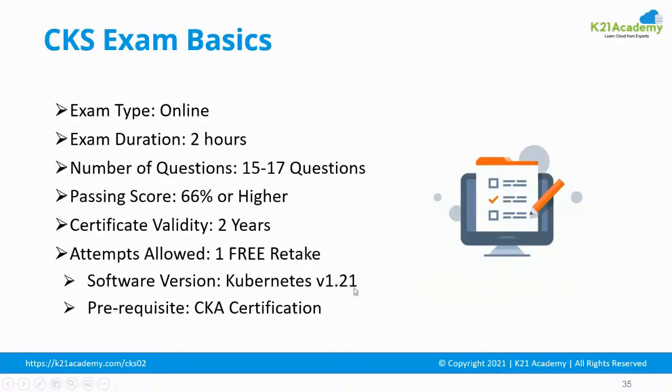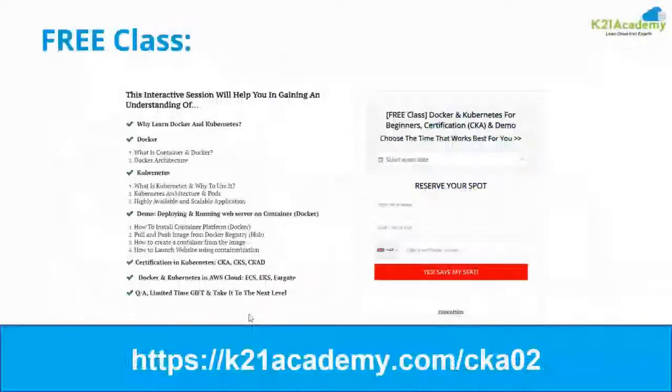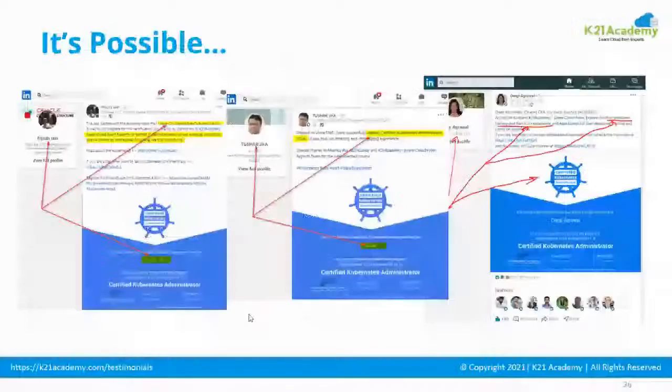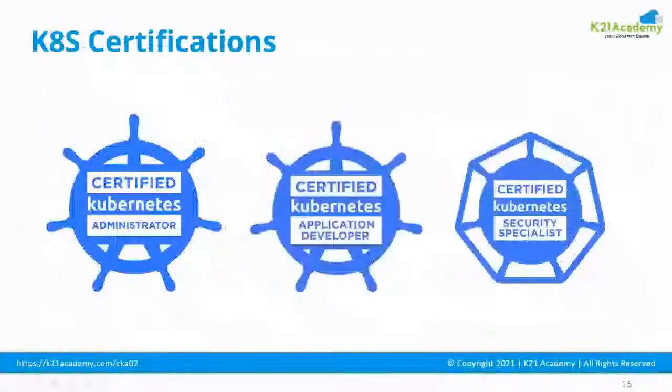The Kubernetes version is 1.21, and for CKS you need the prerequisite CKA, which means you should be certified with CKA in order to write CKS. So that's on a high level. Is that point clear, or do you have any questions out of these three certifications? Otherwise, I'll move on to the next one.